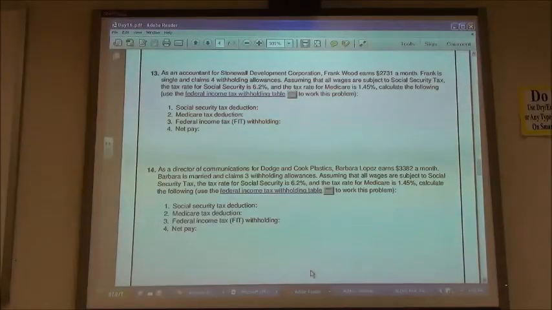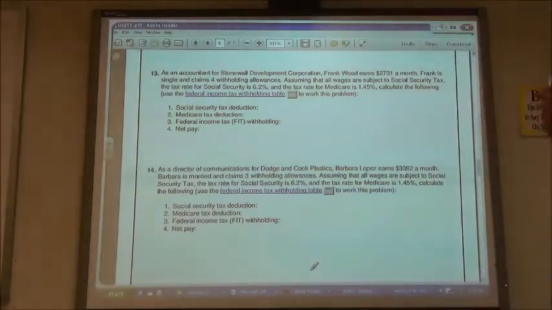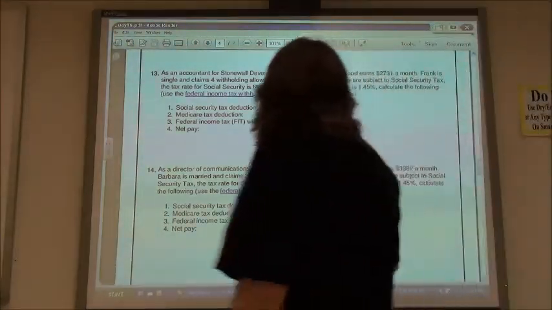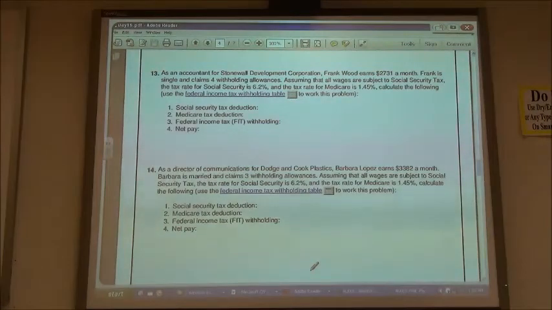So number 13, we're combining all the different taxes we've worked with so far, or at least some of the different taxes. As an accountant for Stonewall Development Corporation, Frank Wood earns $2,731 a month. Frank is single and claims 4 withholding allowances. Assume that all wages are subject to Social Security tax and the tax rate for Social Security is 6.2%. The tax rate for Medicare is 1.45%. And then use the federal income tax withholding table to work the problem.